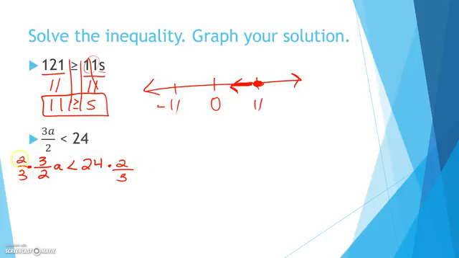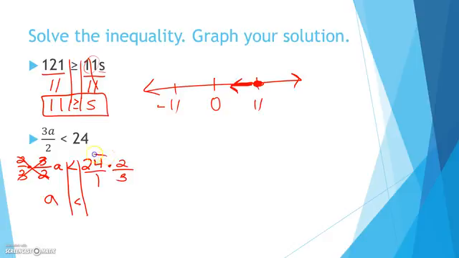These 2's on the left cross-cancel into 1. These 3's cross-cancel to 1. So we're left with just one single a. And a is less than. Now I'm going to multiply 24 by 2/3, and I'm going to think about this as 24 over 1. When I look at this problem, I see I'm multiplying fractions. So I'm going to look first to see if I can simplify by cross-canceling instead of just multiplying straight across.